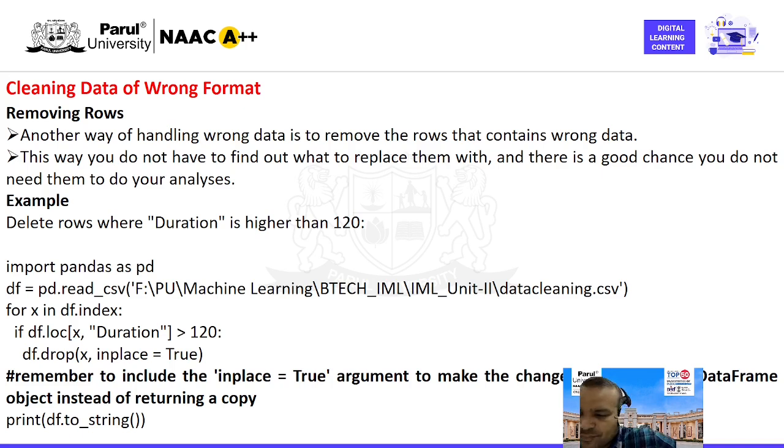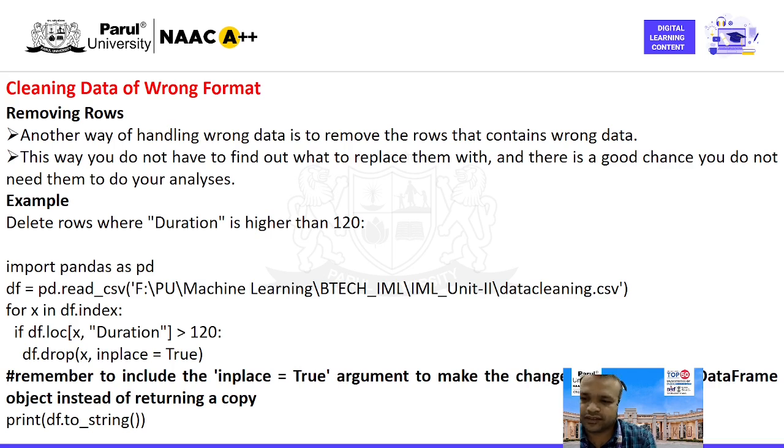Okay, so firstly we want to replace the value, because we have an option. If you don't have any option, then you can delete it, but you have an option, so just use it. Another option is to delete rows, but we are discussing the method of how we can delete, so you can just see it. Delete rows where duration is higher than 120.